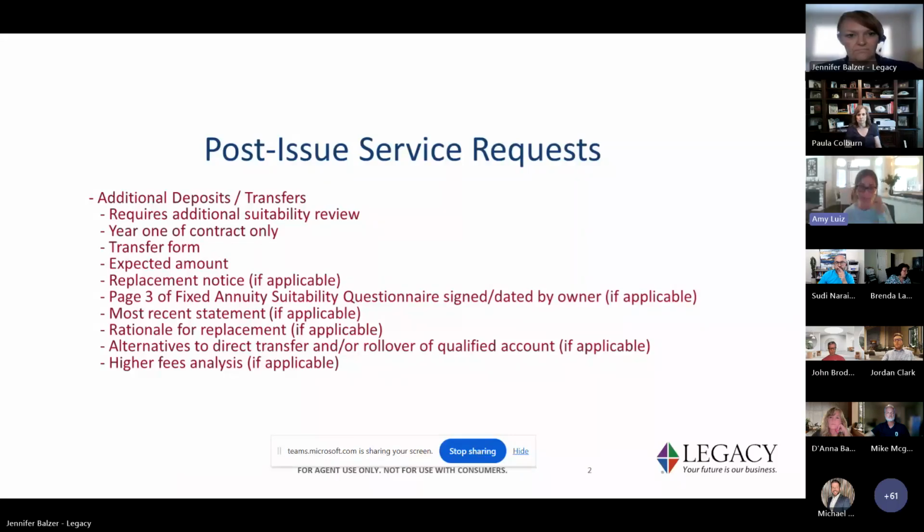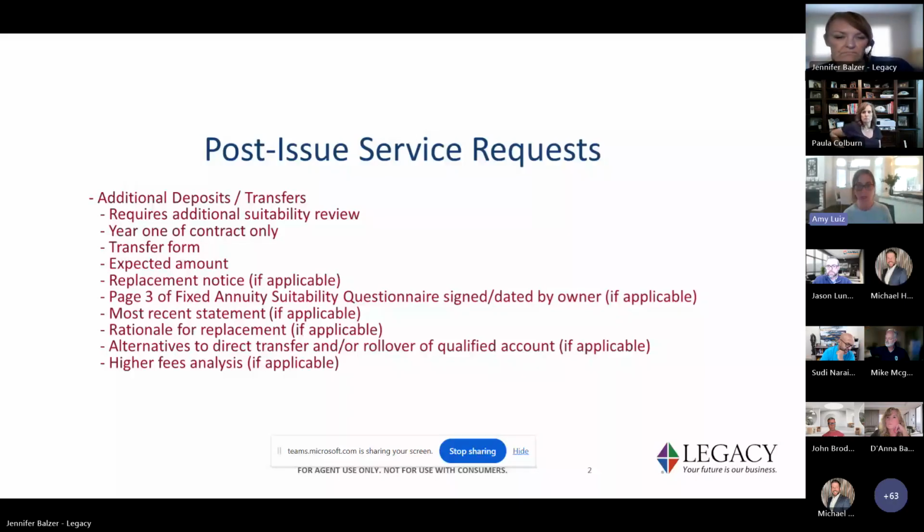We would need to know the expected amount. If it's a replacement from a life insurance or annuity contract, we also need the replacement notice. We would need page 3 of the suitability forms completed for the existing contract information, and that page would need to be just signed and dated at the bottom by the owner. And then we would need a copy of the most recent statement on the contract being replaced, and we would need a rationale for the replacement.